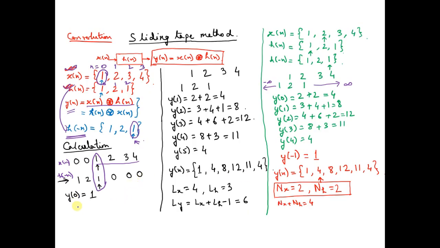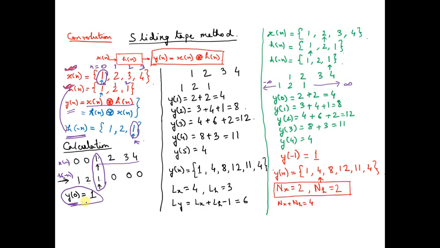So y[0], what is it? It is nothing but 1 multiplied by 1, plus 2 multiplied by 0, plus 3 multiplied by 0, plus 4 multiplied by 0, plus 0 multiplied by 2, plus 0 multiplied by 1. So all these terms you can eliminate and you get y[0] equals 1.